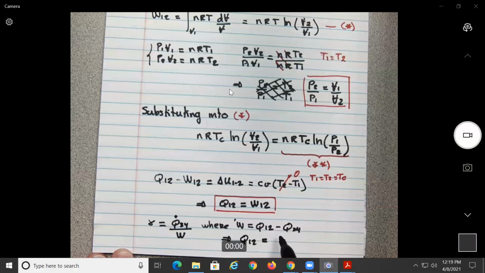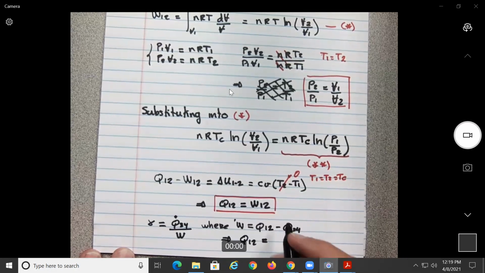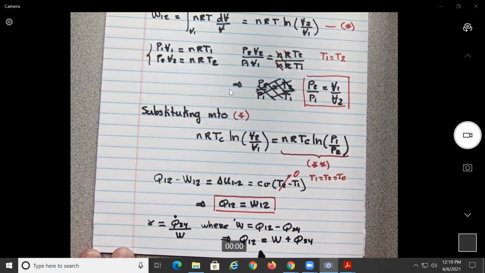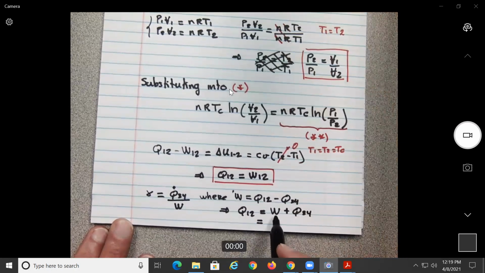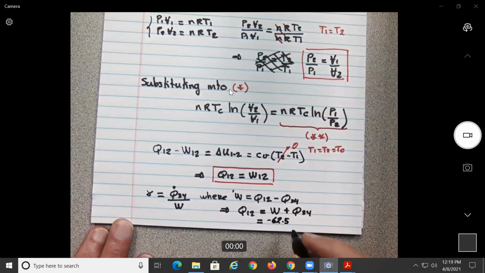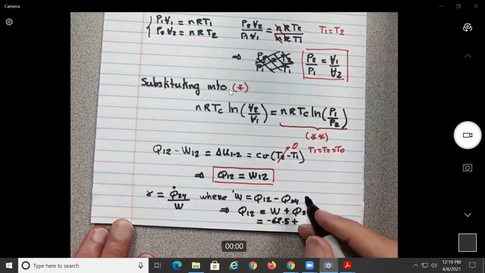Or let's see if we can do it with the sign convention. So power going in will be negative. We can leave it that way. So Q12 should be equal to the work plus Q34. What we generate here is 62.5 because work is coming in. Plus the Q34 is the heat going inside the system, which is equal to 250.